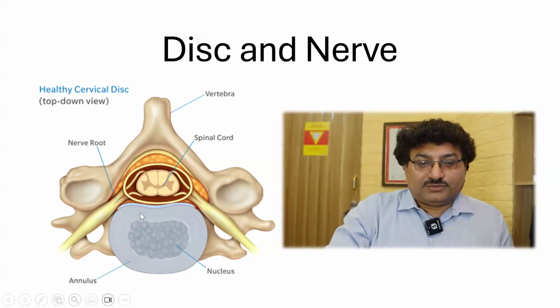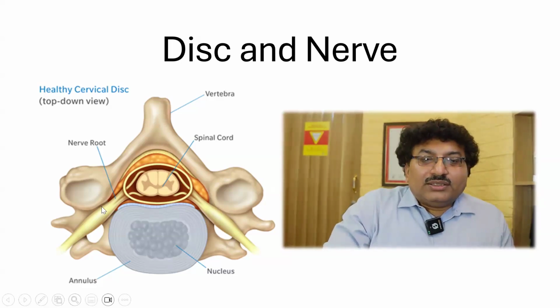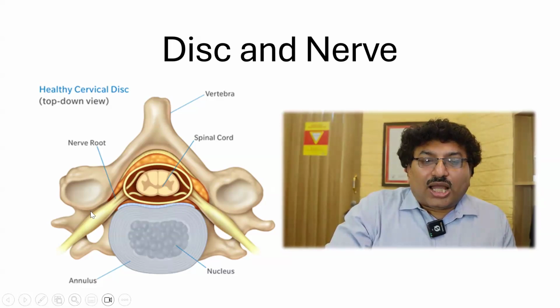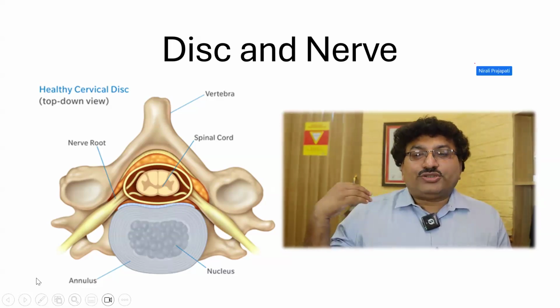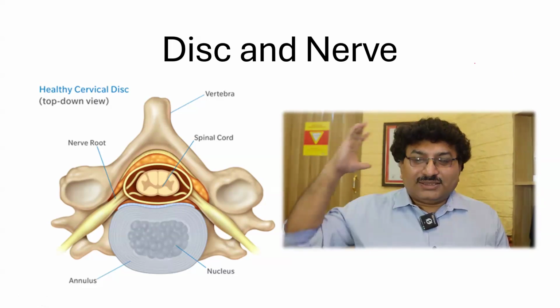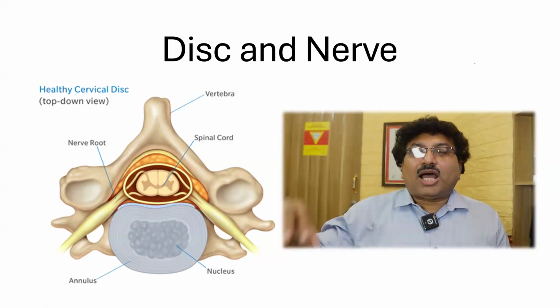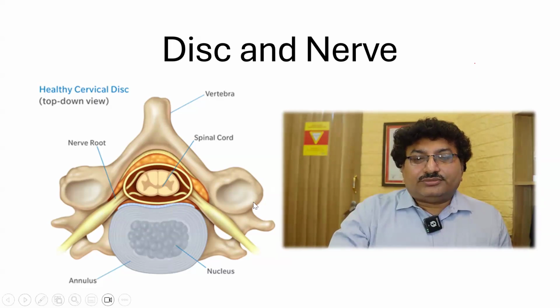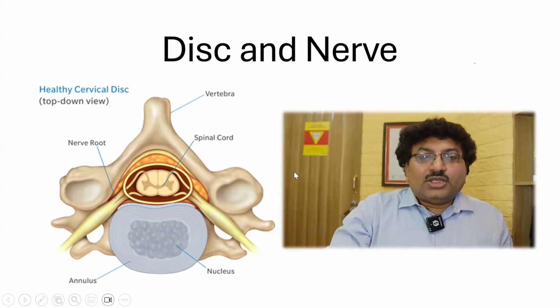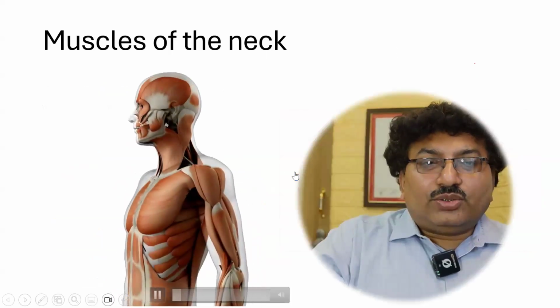Now, these nerve roots are forming these spinal nerves. They are going to supply mainly the neck, upper limb, upper part of the shoulder, and upper part of the chest. So let's continue with the muscles.